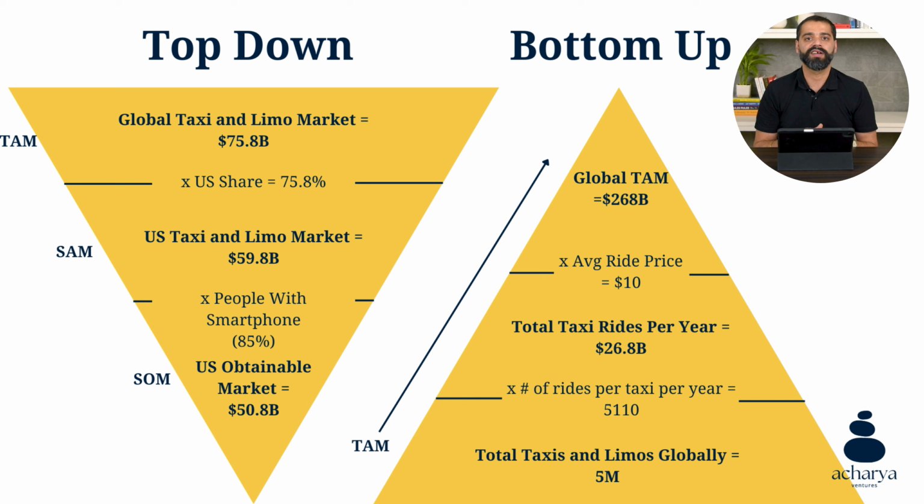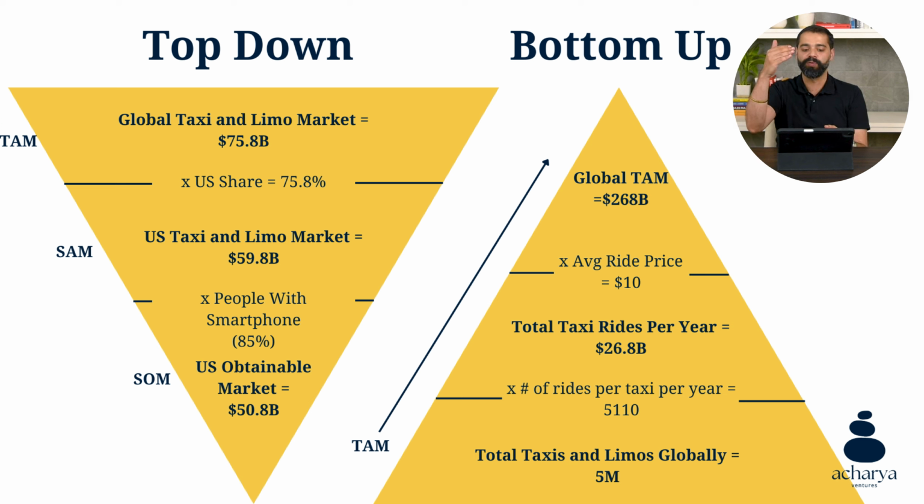Statista, etc. are great options where you can find these numbers. So coming back to Uber's example, they started off by taking the global taxi and limo market, right, limousine market, which was estimated at 75.8 billion. Then they took the share of the US market from that, which is 75% of that. Considering their initial target market was the US, that gave them a SAM of 59.8 billion.